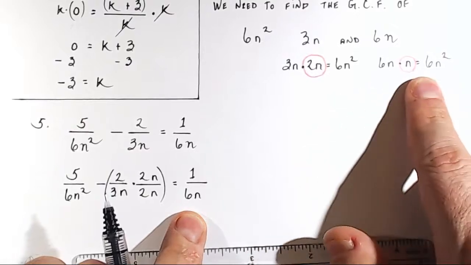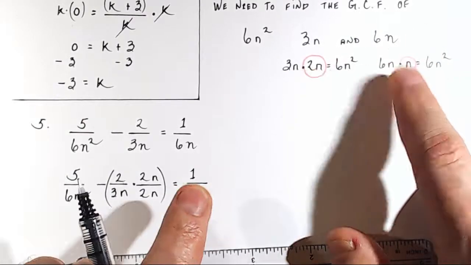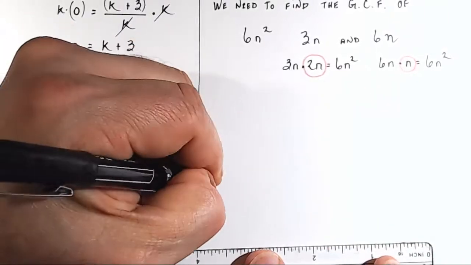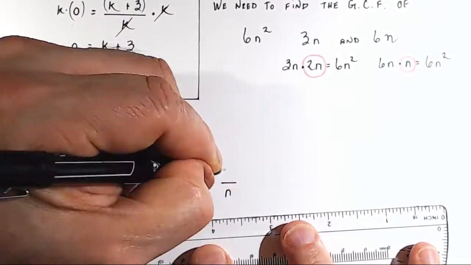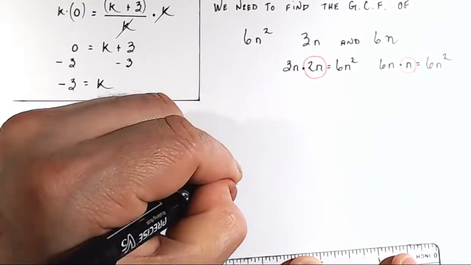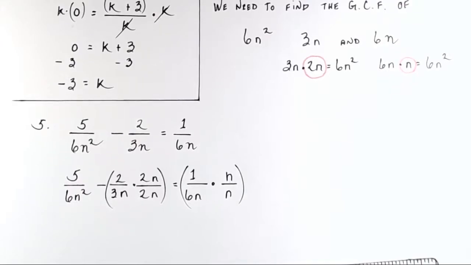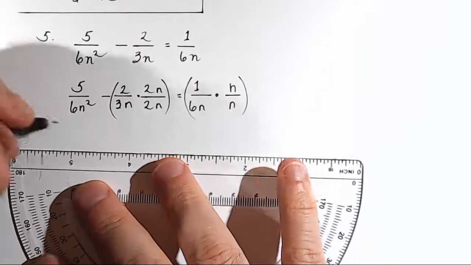And remember, we have to turn 6n into 6n squared. So I've got to multiply 6n by n. But I can't just multiply the denominator by n. I've got to multiply them both by n. And this is also its own little problem. All right, so we'll do these little problems. We just have to multiply across the top and across the bottom.